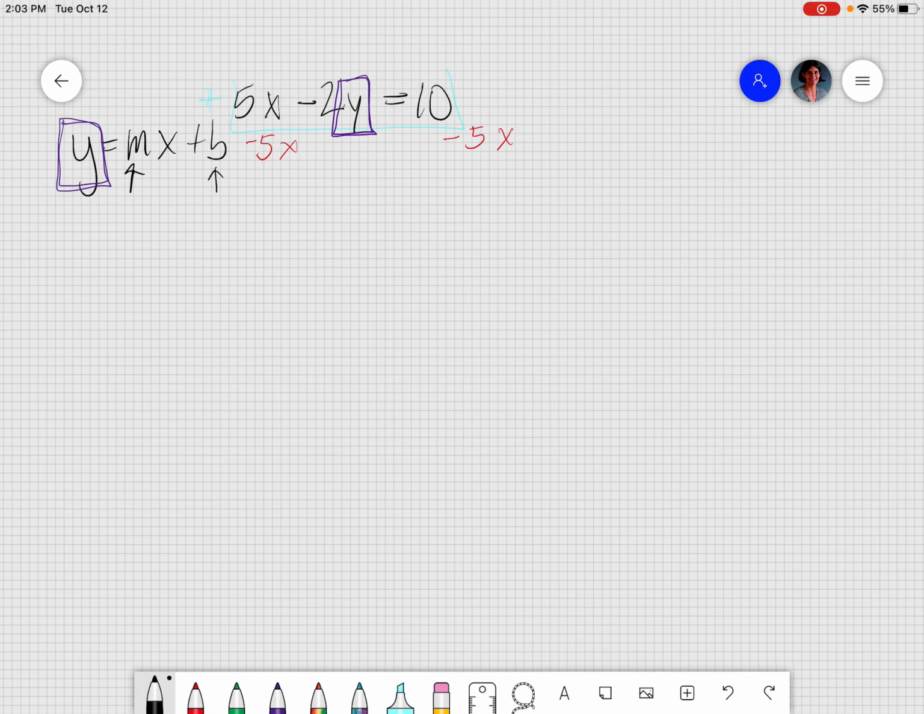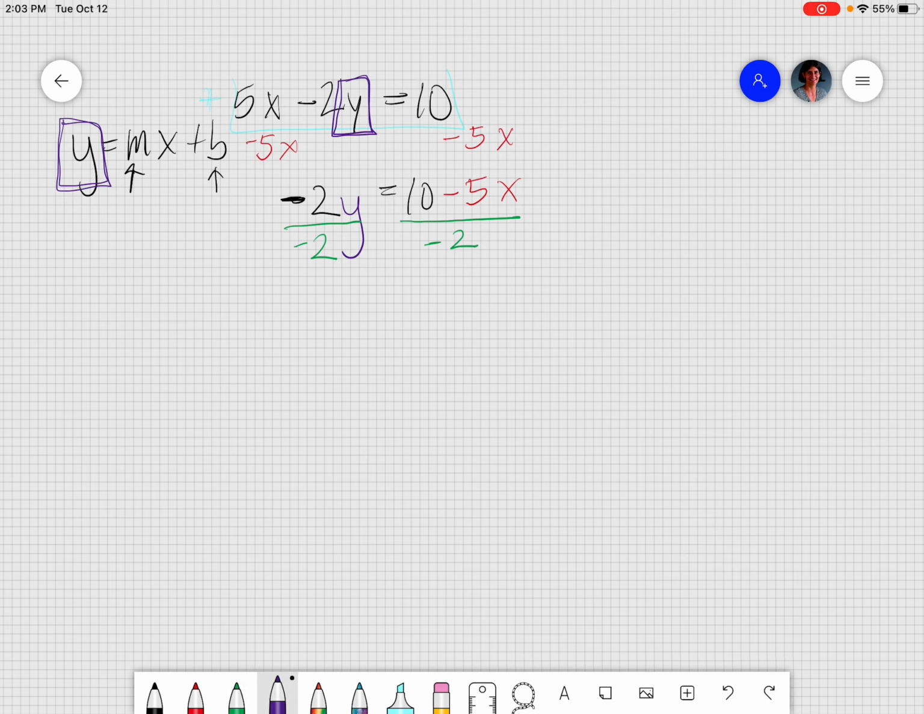What we have to be really careful for is this minus here. We now say negative 2y equals 10 minus 5x. So now we have that expression. Now we see multiplication by negative 2. When I see multiplication, I'm going to do division, and I have to divide everything by negative 2.